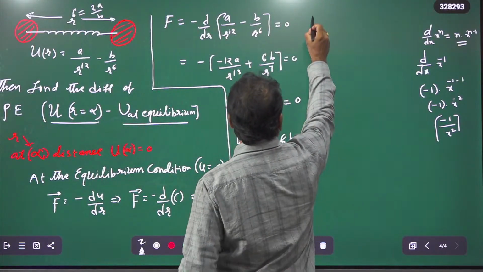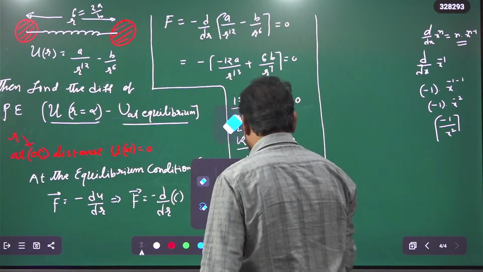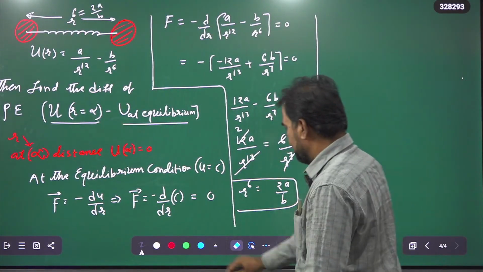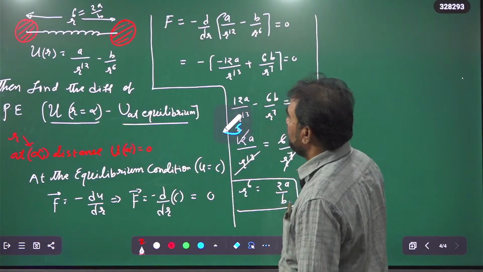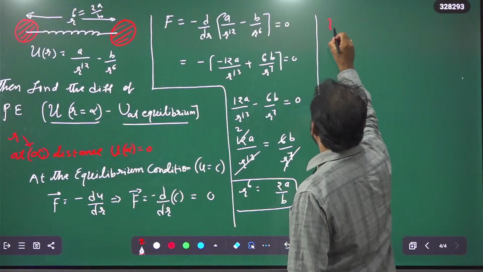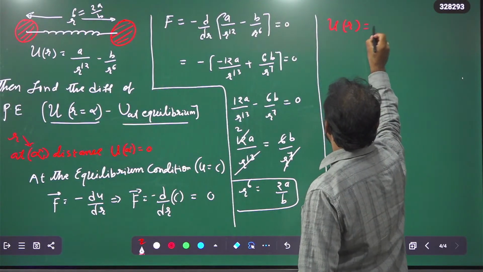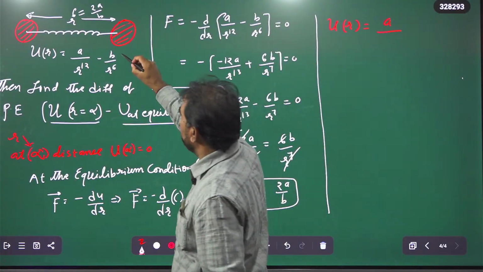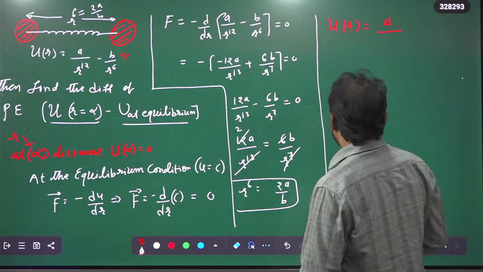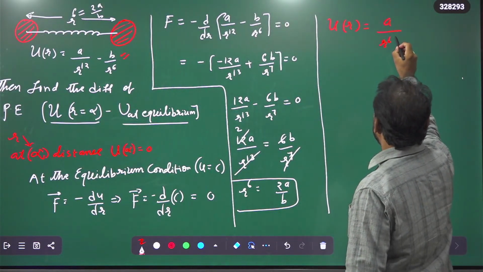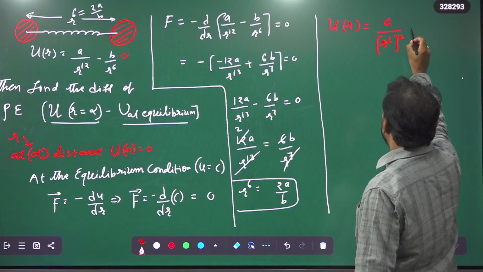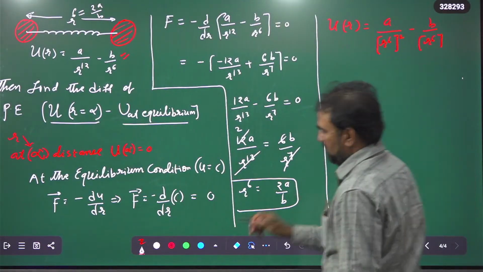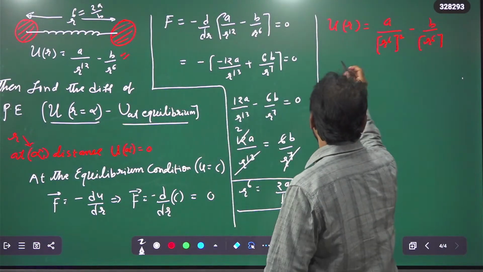That is what we have to calculate. The potential energy possessed at this condition is given by U of r equals a upon r to the power of 6, whole square, minus b upon r to the power of 6. I have written it like this. Now put this value in this equation.